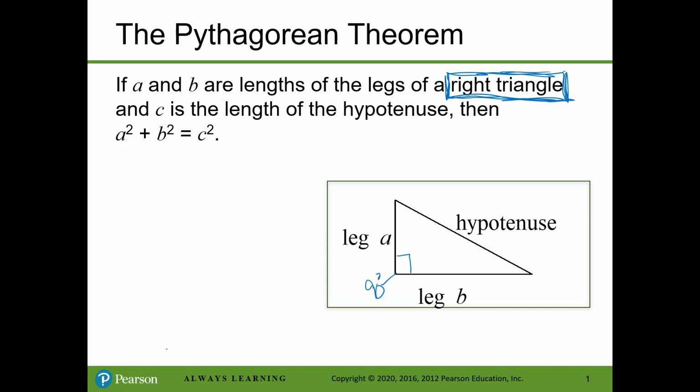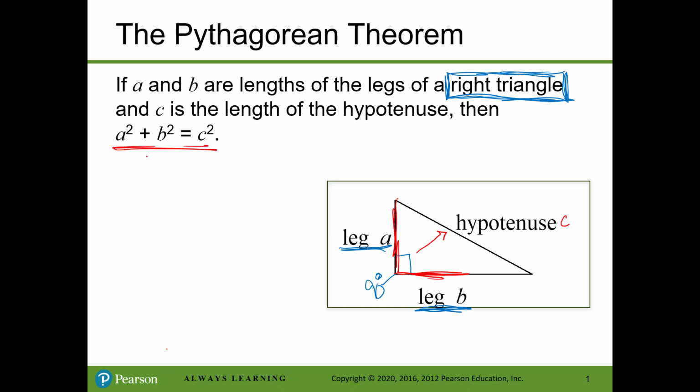Okay? So, the theorem says that A and B are lengths of the legs of a right triangle. So A and B are legs of the triangle. And you're like, well, how do I know they're the legs? Because they are the two sides that literally form this right angle. And then C is the length of the hypotenuse. The hypotenuse is always across from the right angle. Okay, and then the formula is a squared plus b squared equals c squared.